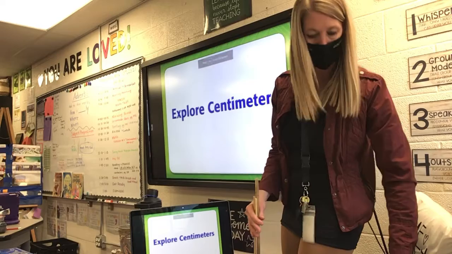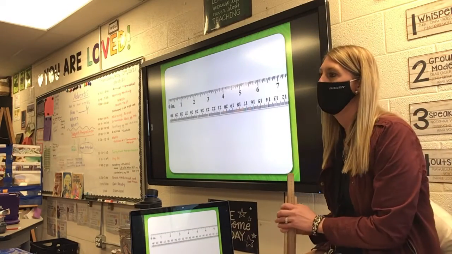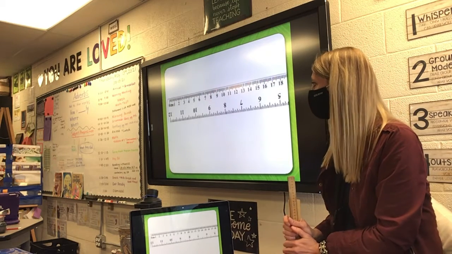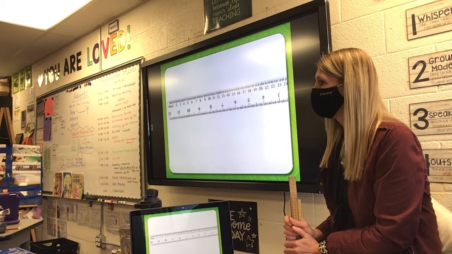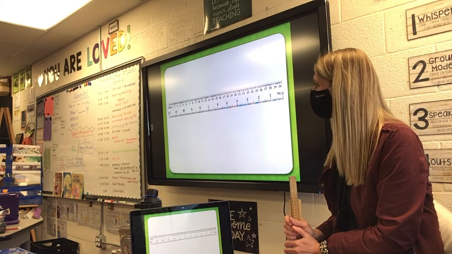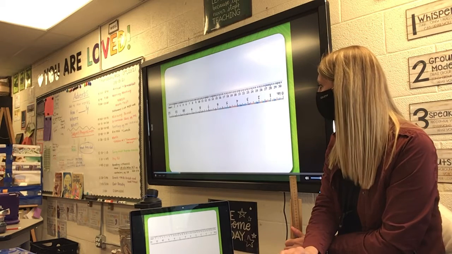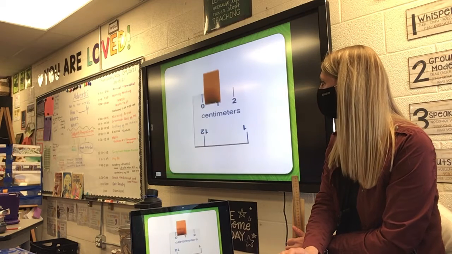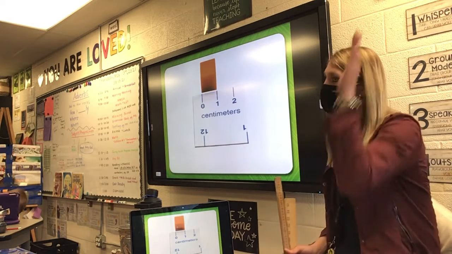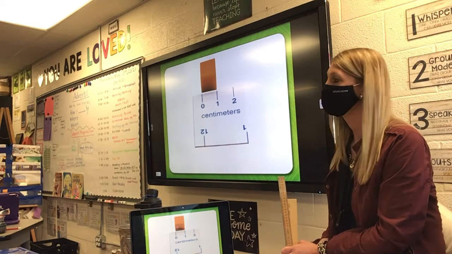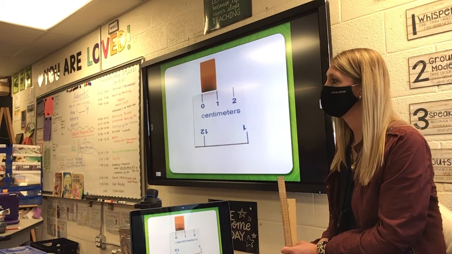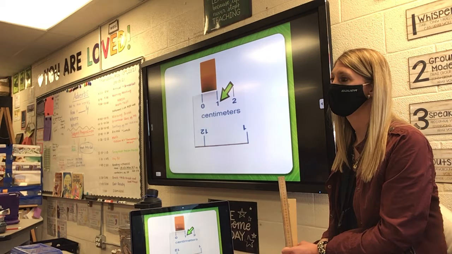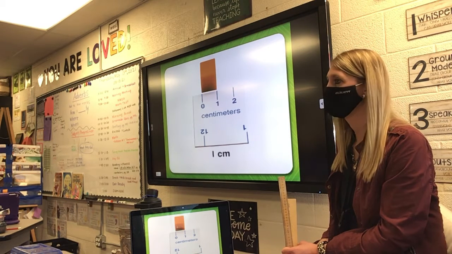Explore centimeters. Some rulers have inches on one side and centimeters on the other side. We are going to measure length in centimeters. Do you have a ruler? If you do, look at it to see how many centimeters are on your ruler. Let's see how long this base 10 cube is in centimeters. Always line up the edge of the cube with 0. Then look at the other end of the base 10 cube. Which number is it closest to? It looks like the other end is closest to 1. So this base 10 cube is about 1 centimeter long.